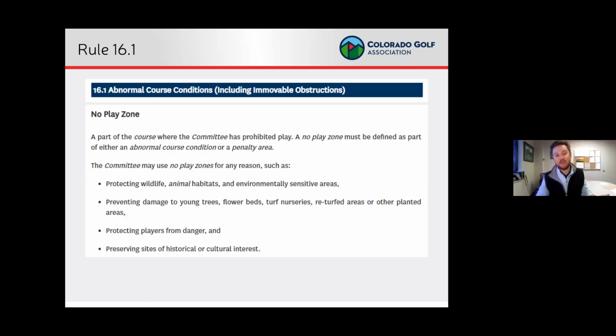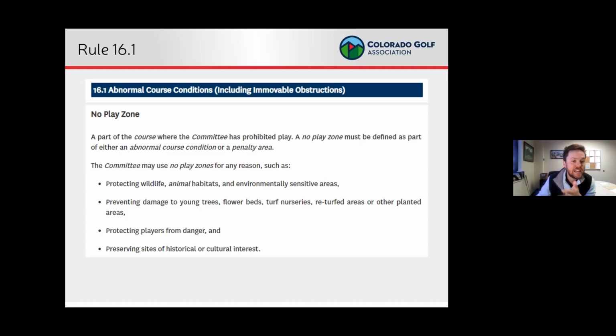You can use it to prevent damage to young trees, flower beds, turf nurseries, returfed areas, or other planted areas. Again, a very nice flower bed maybe. Protecting players from danger. Let's say there's a no play zone and you're in Florida, there's alligators in there maybe. You can say it's a no play zone. Do not go in here because we've had issues with that. Or preserving sites of historical or cultural interest. Let's say there's a golf course and right next to it is maybe an old cemetery or homestead or something.